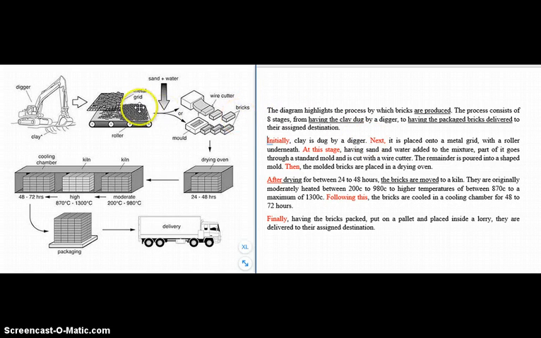Next, moving on to the next stage, next, it is placed onto a metal grid with a roller underneath. So again, I'm using all the information that the diagram has given me, trying to stay in the passive voice tense. At this stage, so instead of writing next again, I say at this stage. So now the examiner knows that we're not talking about this stage anymore. We've moved to the next stage.